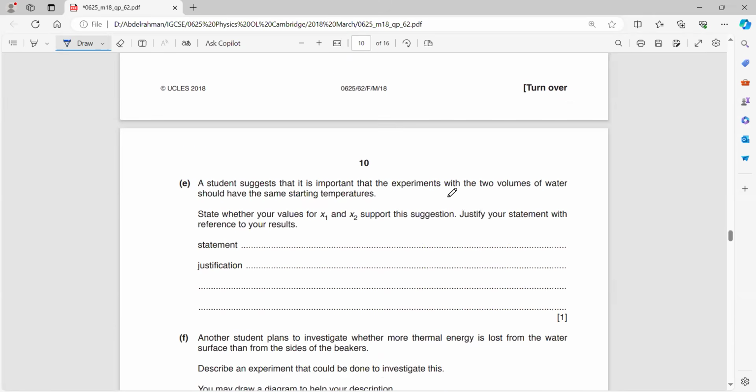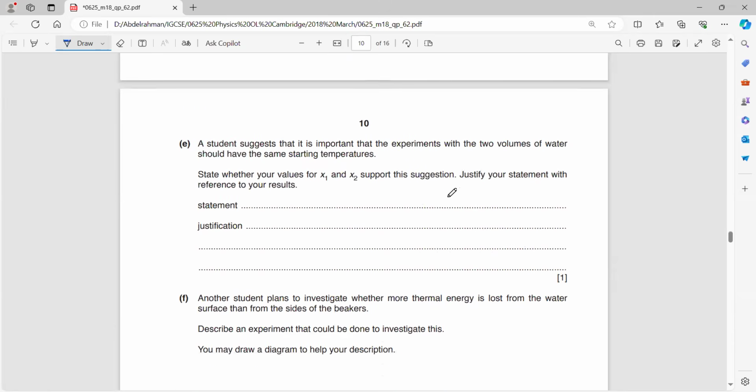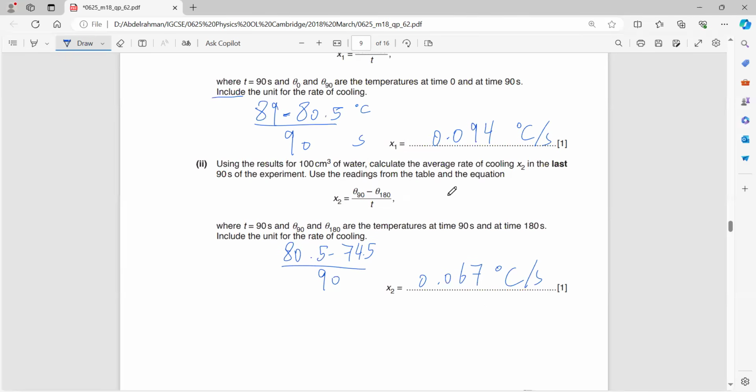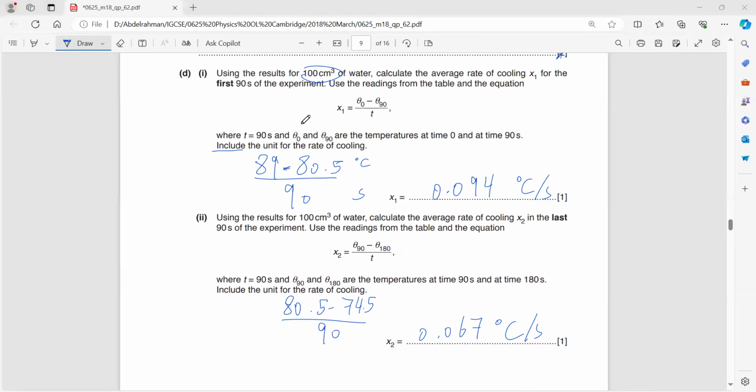The student suggests that it is important that the experiments with the two volumes of water should have the same starting temperatures. Okay, they have to have the same starting temperatures. All we did was we calculated theta 0 minus theta 90 over 90. Again, this one was theta 90 minus theta 180 over 90.